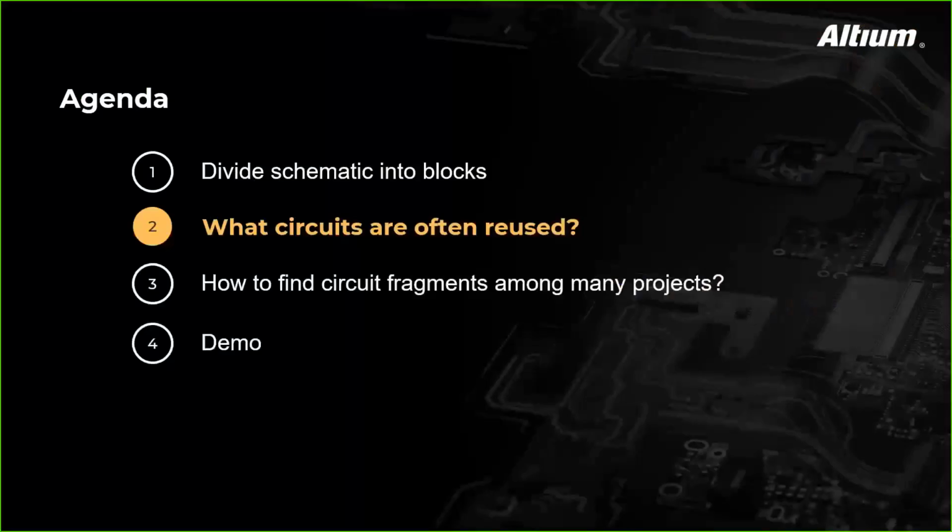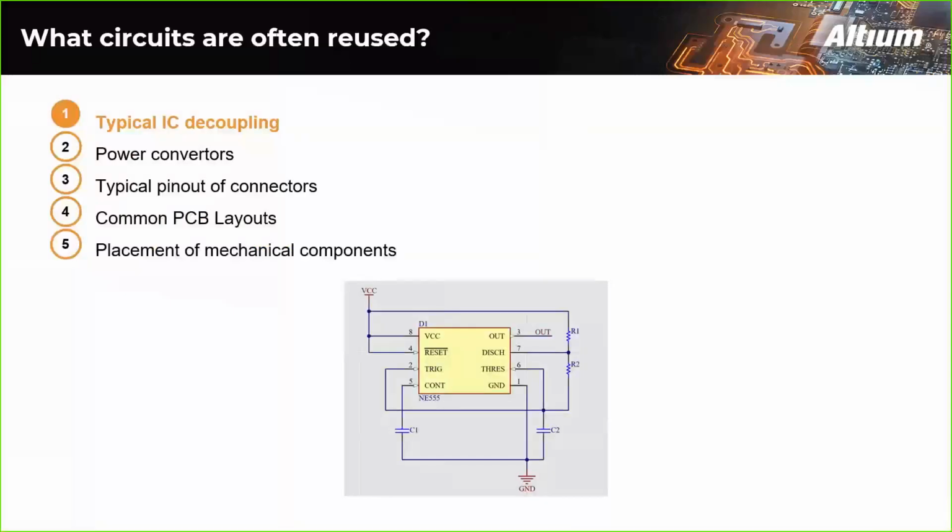Now let us discuss what circuits are often reused. If you see here, snippets work well and are particularly useful in the following circuit types, starting with IC decoupling. Instead of recreating blocks of decoupling capacitors, we can quickly place them down at once and then use the properties to quickly change values if needed.